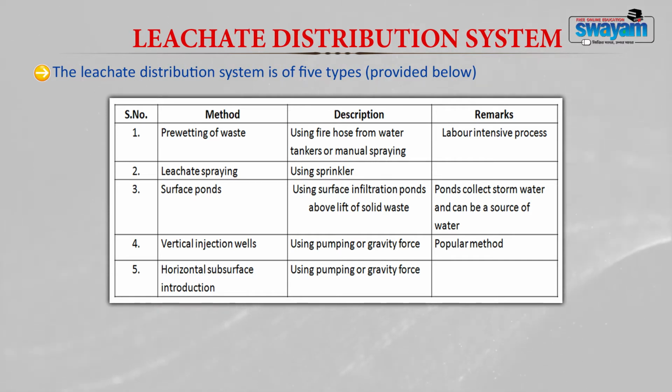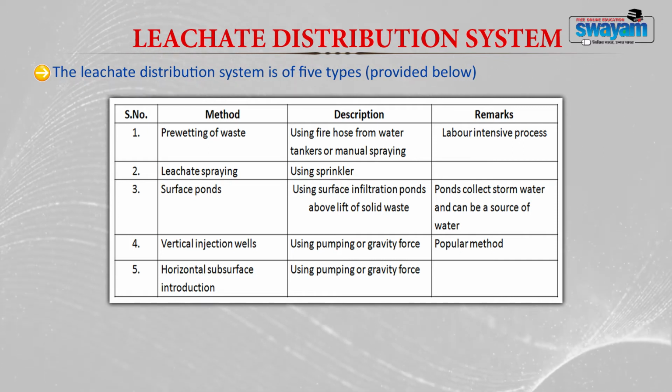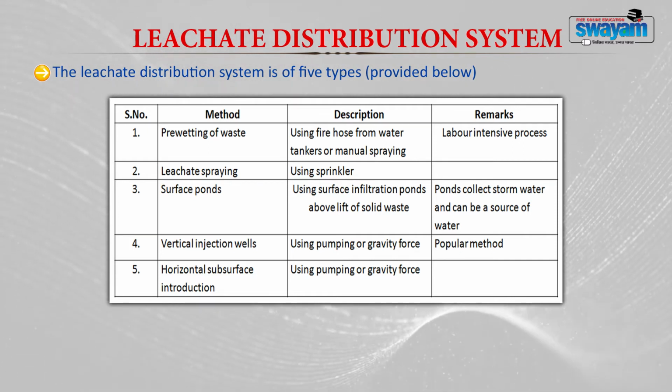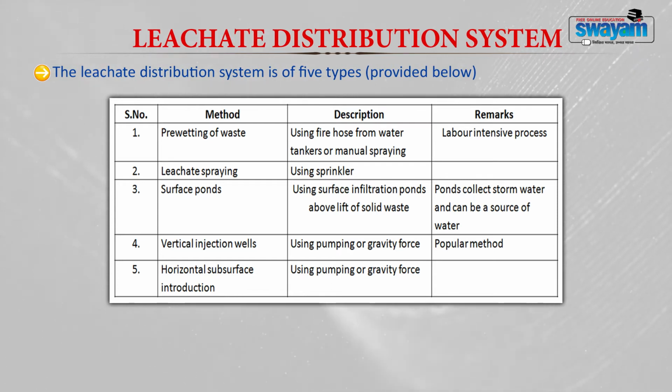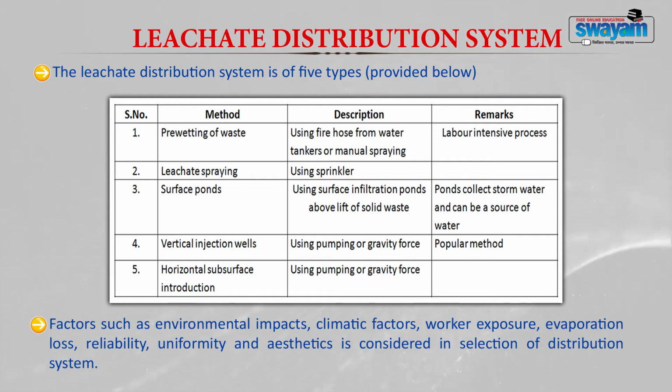And the third one is surface ponds. This consists of a surface infiltration pond which is fitted above the solid base. Now, these ponds generally collect even storm water and can be used as a water source. The fourth one is vertical injection wells, where the leachate is distributed by pumping or gravity force, and this is one of the popularly used methods. And the fifth type is horizontal subsurface introduction. Again, the leachate is pumped or sent through by gravity force. Now, there are a lot of factors that influence the leachate distribution system. They are environmental factors, climatic factors, worker exposure, evaporation loss, reliability, uniformity, and aesthetics, among others.